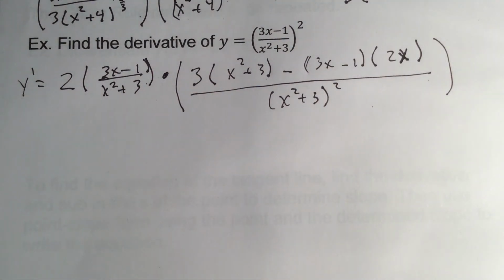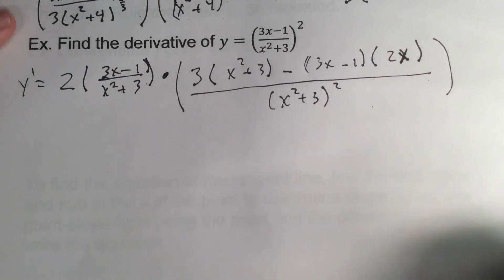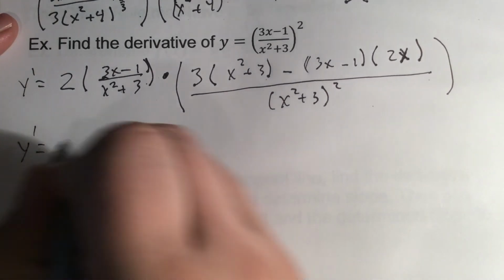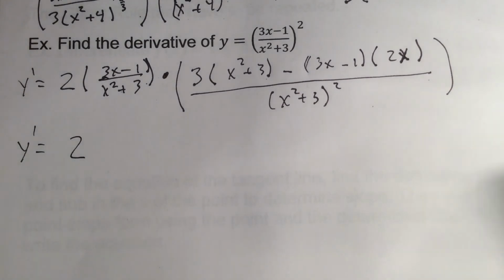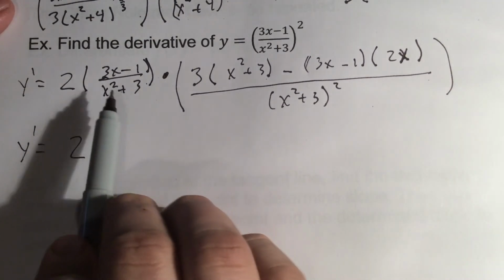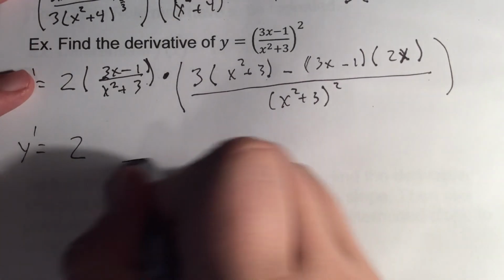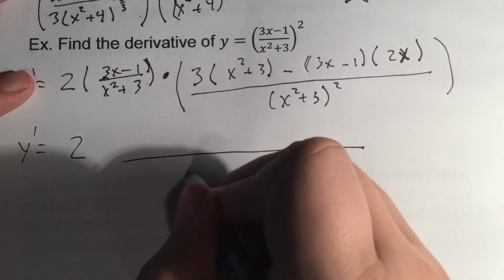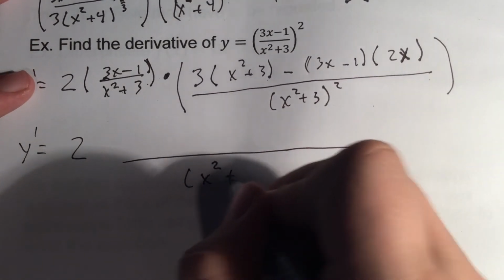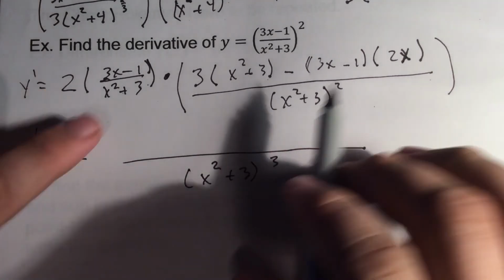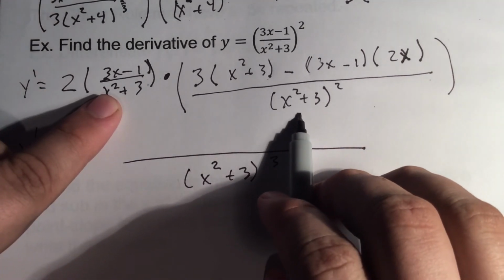So to simplify this down a little bit, y prime equals, we're still going to leave the 2 out front. However, our x squared plus 3 matches what's on the bottom, so we can write this as x squared plus 3 to the 3rd. We're putting our bottoms together.